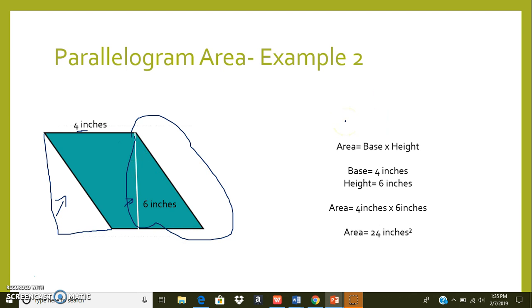So we're going to use the same formula again. Area equals base times height. Our base equals 4 inches, and our height equals 6 inches. So our area equals 4 inches times 6 inches. And when you multiply those, you're going to get 24 inches squared. And remember to always keep your units.